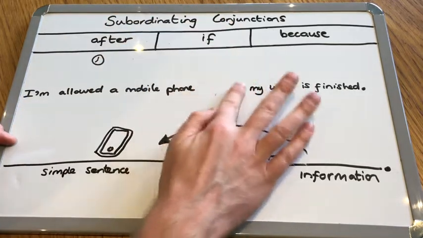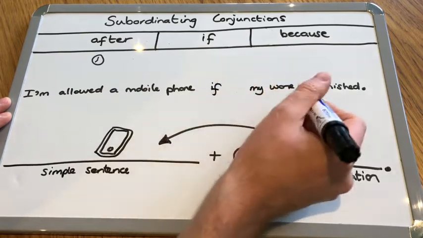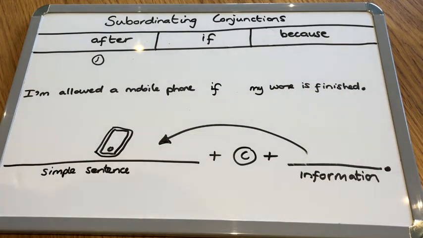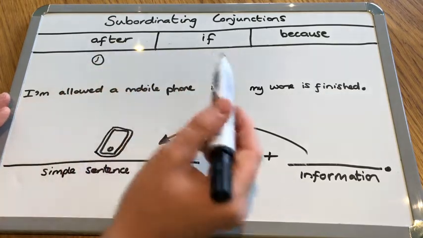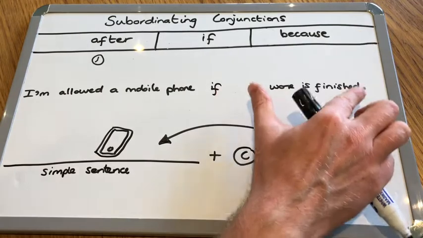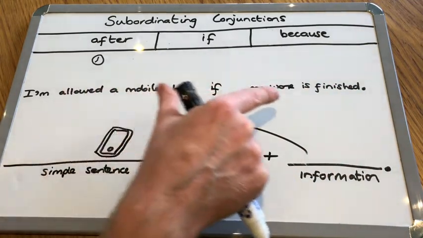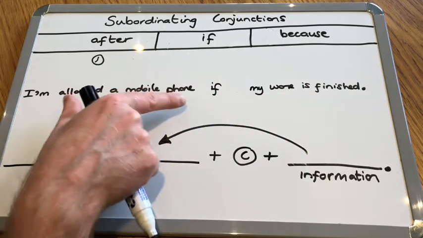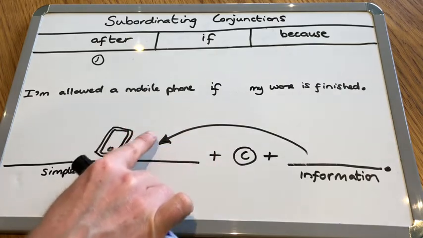Let's try if. I'm allowed a mobile phone if my work is finished. Now the meaning is very, very slightly different. And it's because we've chosen if instead of after. Now for me, if kind of allows you as a writer to give the rule attached to this main idea. So we're only allowed, this is the rule, we're only allowed the phone if we've finished our work first.